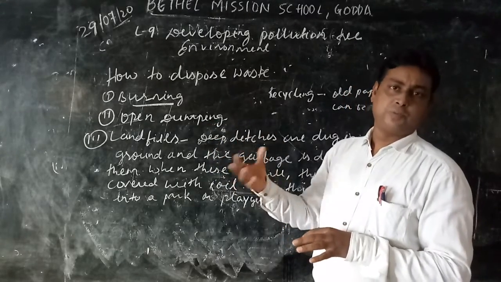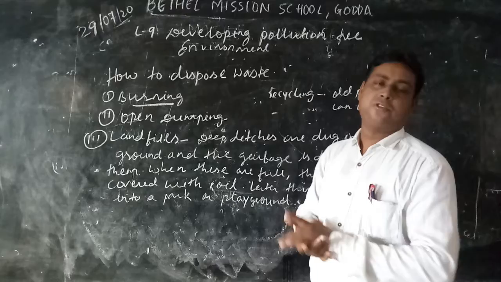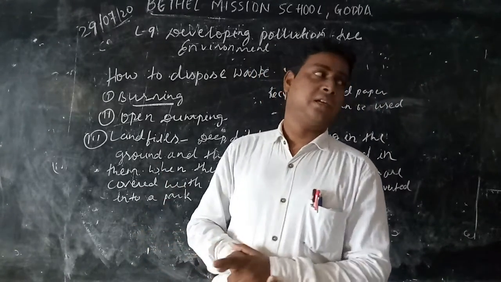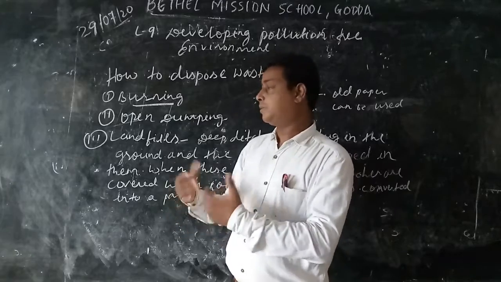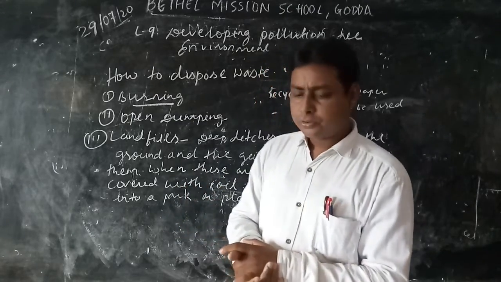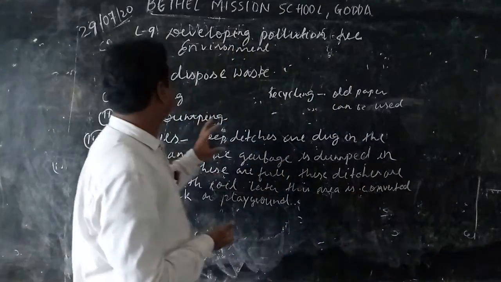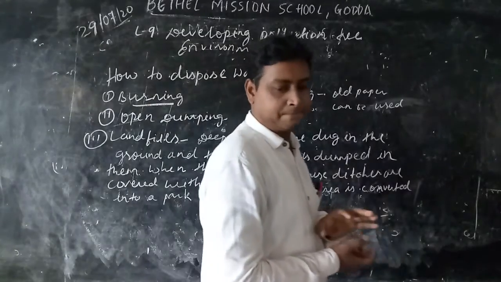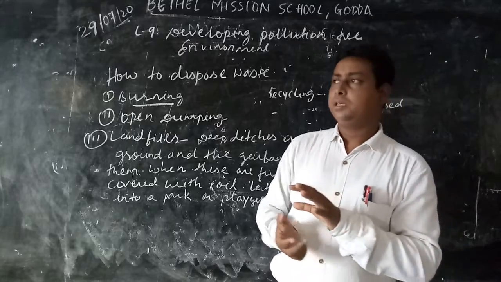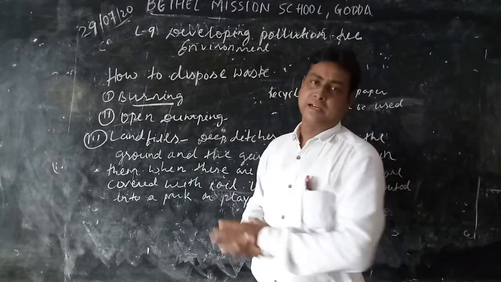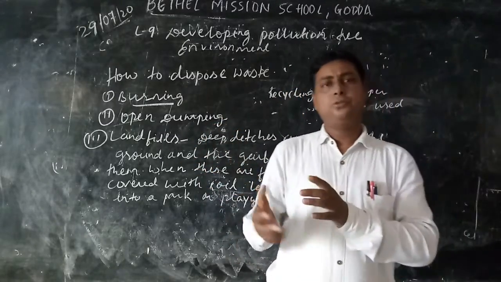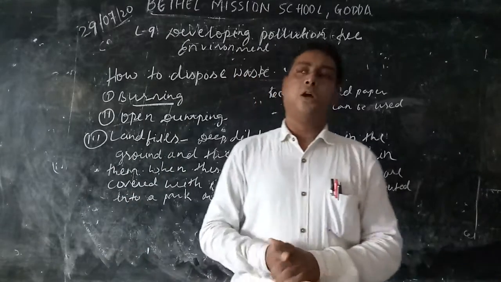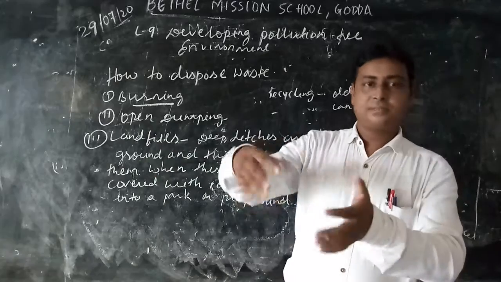So these non-biodegradable and biodegradable materials should be disposed of. How to dispose? What are the ways to dispose of these types of waste from outside the home? Understand? So here we will learn how to dispose of waste. The first is burning. In the first method, that is burning, we collect all the waste and go out of the city or out of the town, and then we burn it.